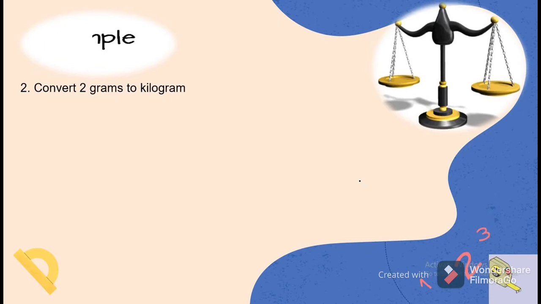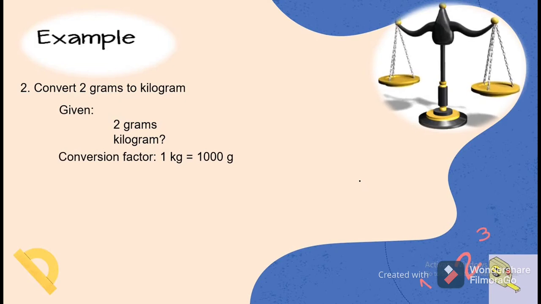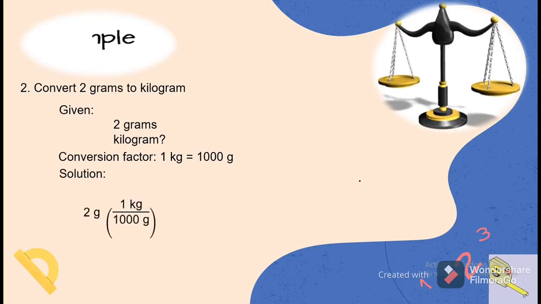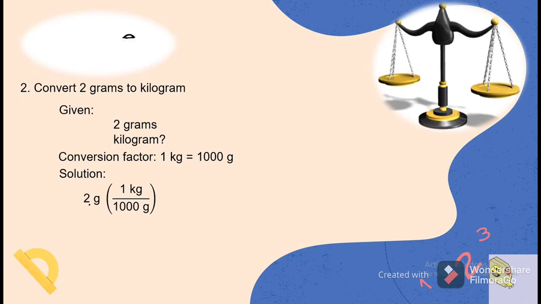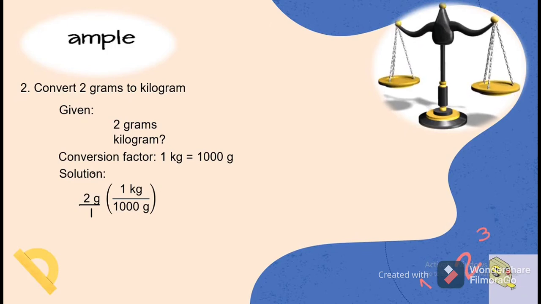For example number 2, convert 2 grams to kilograms. First, write the given. We have 2 grams and we need to find the equivalent of 2 grams in kilograms. Next, identify the conversion factor. We're going to use 1 kilogram is equivalent to 1000 grams. Next is the solution. Start with 2 grams over 1 multiplied by a fraction which is 1 kilogram over 1000 grams. Since 2 grams is on the top, we're going to write 1000 grams on the bottom, therefore 1 kilogram is on the top, so that we can easily cancel out the unit we are converting from, which is gram.